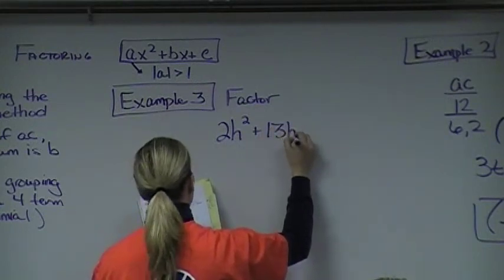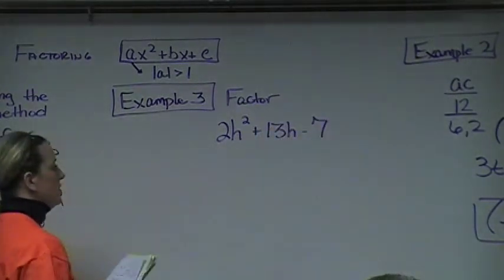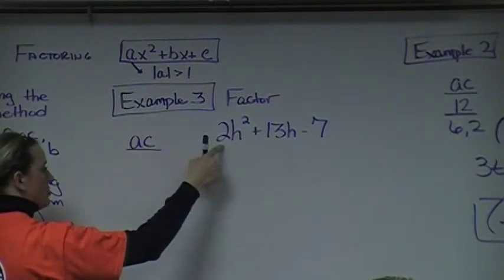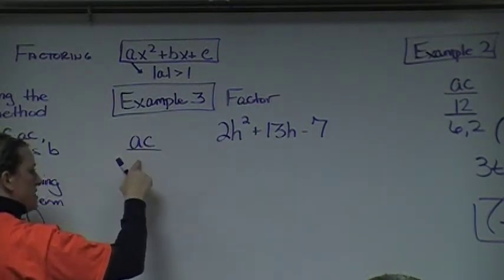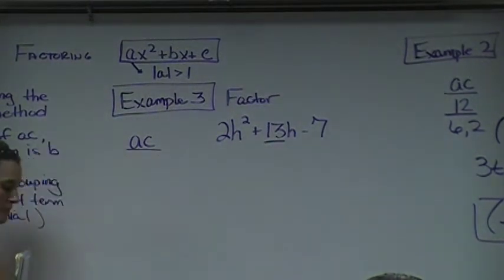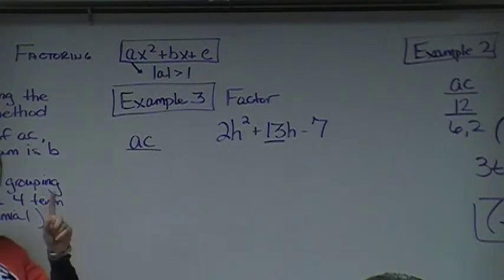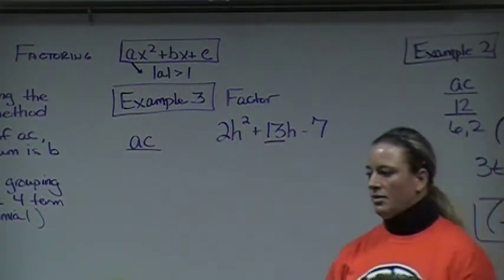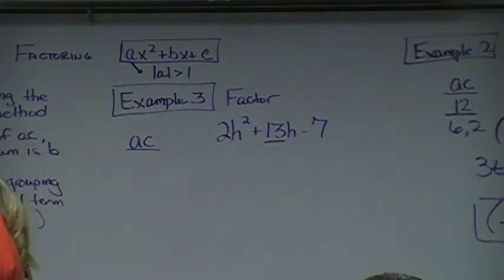13h minus 7. Okay, I'm going to give you a little hint. Start with what your AC is, because it's obviously greater than 1. So put down your AC here, and then come up with factors of AC whose sum is 13. And put your factors over here. I'm going to call on somebody in just a few seconds and see if you can give me the factors of AC. But first of all, tell me what AC is first, and then give me the factors that will work.